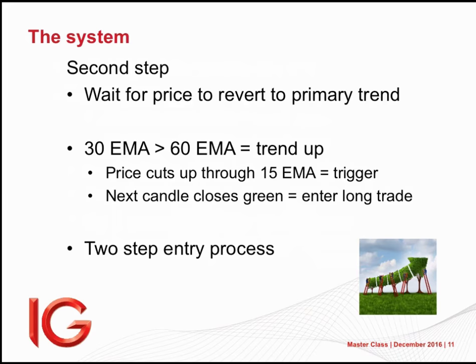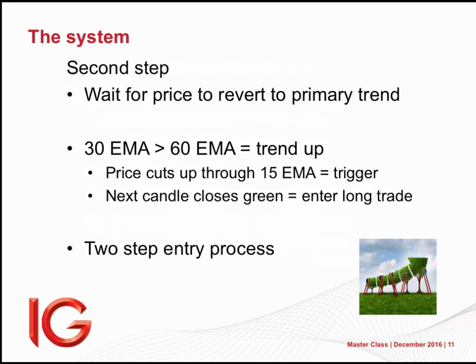The second step is wait for price to revert to primary trend. And what I use here is my 15 exponential moving average. And what I mean by that, so my 30 is above 60, trend is up. Price is currently below the 15 EMA. So big trend is up, small trend is down. When the price goes up and closes through, that's my trigger. I'll show this in pictures. Some of you are looking confused at me. For the folks who like pictures, like me, I've got pictures coming too. So when price cuts up, that's my trigger.